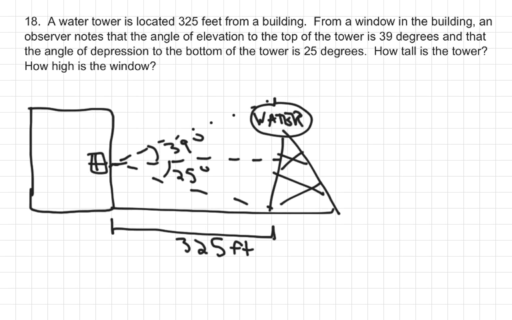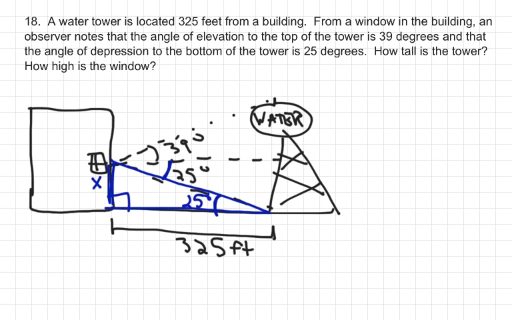So there are two things I want to find, and I'm actually going to start with the easy one, which is how far up the building the window is, because this is a right triangle, and I know the bottom of the triangle is 325 feet. And because I know that this angle here is 25 degrees, by alternate interior angles, I also know that angle is 25 degrees. So I want to find how high up the building we need to go, x.